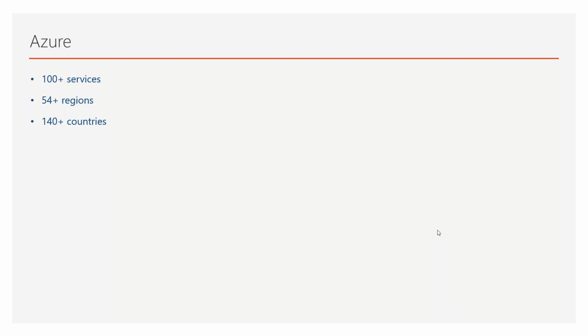I think approximately 150 now. Now, what is a service? If you want to create a VM, that's a service. If you want to create a storage account, that's a service. If you want to create, for example, a bot, that's a service. So all these are different services in Azure, and there are approximately 150 services right now.